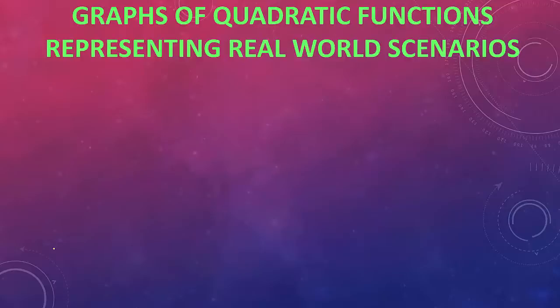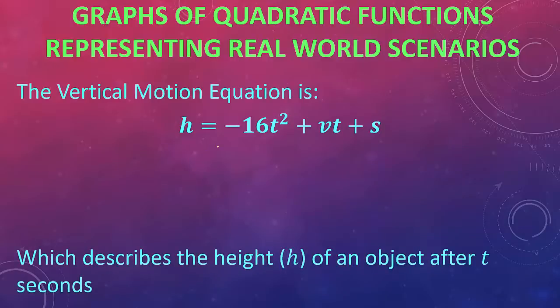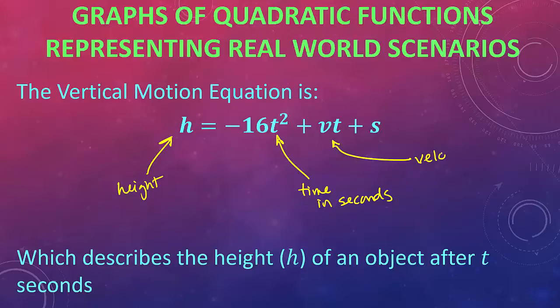So, graphs of quadratic functions representing real-world scenarios. The vertical motion equation, which you're going to see a lot of and have seen a bit of, is h equals negative 16t squared plus vt plus s. It describes the height of an object after t seconds. So again, this is height here. Okay, t is time in seconds. You get the idea. What do you think v is? Velocity. All right, and we'll get into the rest of that in a little bit.